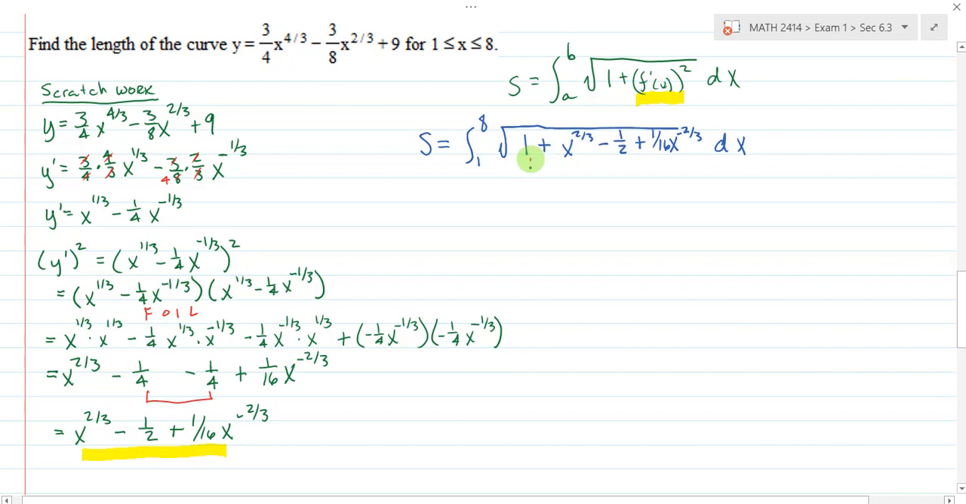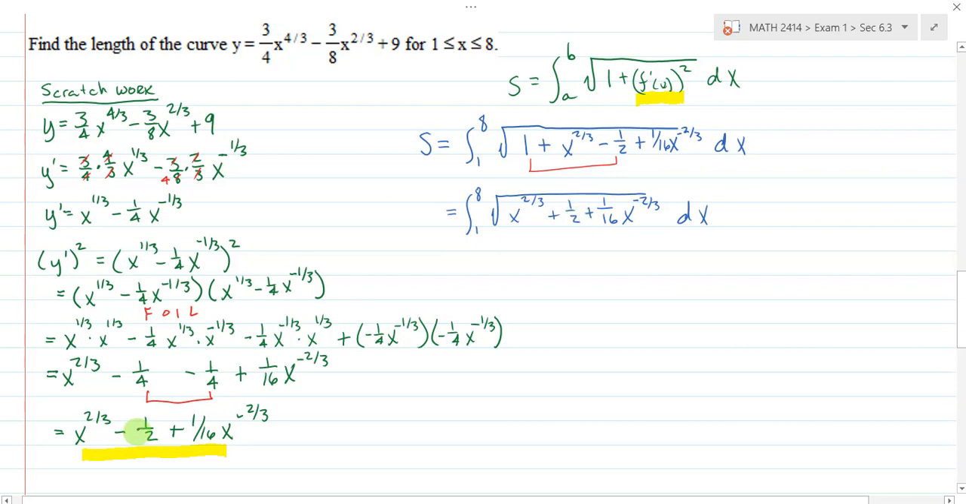Now notice you have like terms here that you can combine. So let's simplify this radicand by combining those like terms, and that's going to give us the integral from 1 to 8 of the square root of x to the 2/3 plus 1/2 plus 1/16 x to the negative 2/3 dx. Now I want you to compare our radicand here with this value that we got for the derivative squared. They look extremely similar, don't they? What's the difference between them? The sign on the 1/2.